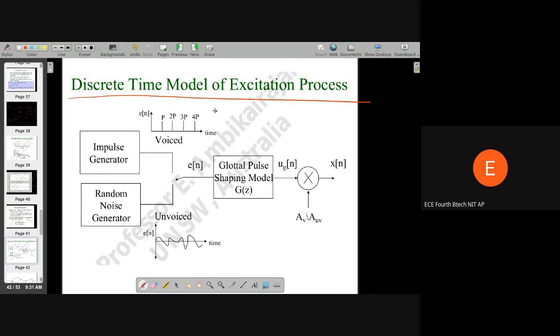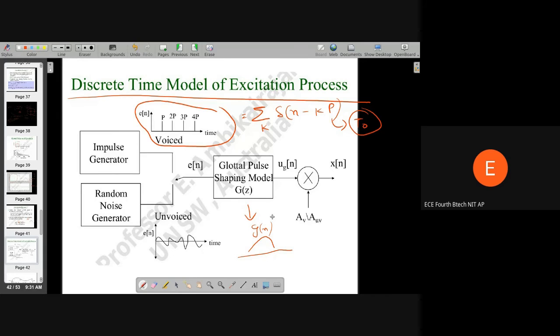You have voice pitch. Here it is mentioned P means pitch period. You can take T naught or whatever. So it will be e(n) equal to summation of some k delta(n minus kP) or kT naught, whatever you put, but mention that this is your pitch period. If you have voice pitch, then you have a glottal pulse shaping model. And this glottal pulse shaping model is like this. G(z) has characteristics of a low pass filter.